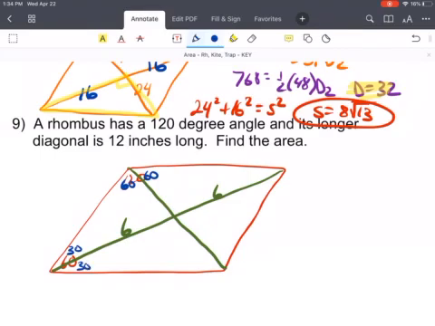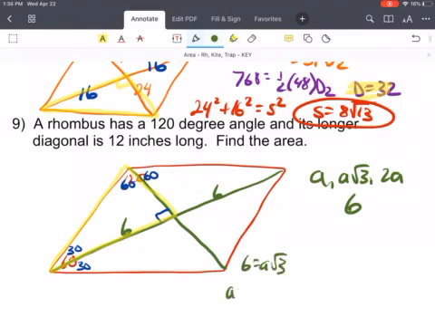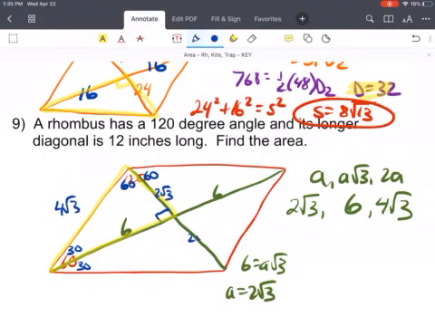So now this is going to bring in our 30, 60, 90 knowledge within this triangle right here. Remembering that in my 30, 60, 90 triangles, it is A, A root 3, and 2A. And if across from 60 is 6, then that's my A root 3 value. So A is 2 root 3, which means my other side is 4 root 3. So I get 4 root 3 there, 2 root 3 there.